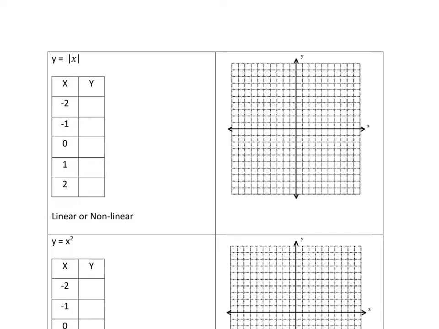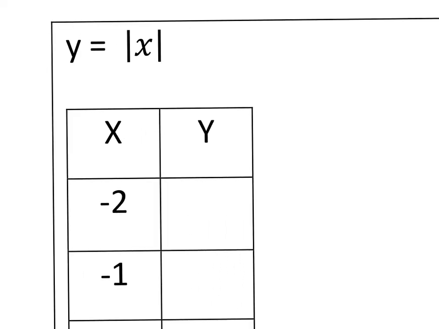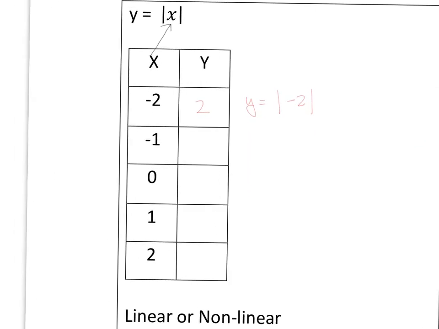Okay, so now on this one, we're going to be doing the exact same thing, except for now we're going to be plugging in the absolute value. All right, so we're going to still take this -2 and we're going to plug it in right there. Okay, so now I've got y equals the absolute value of -2. Well, the absolute value of -2 is +2. All right, and then you're just going to keep doing that.